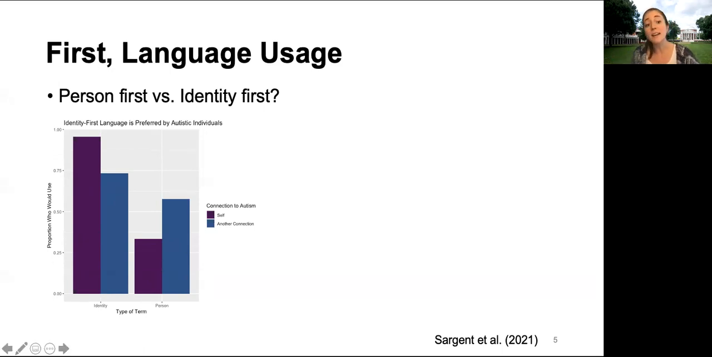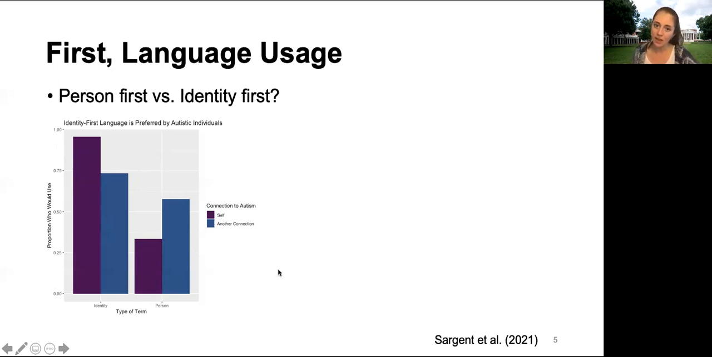And you'll notice that the identity first bars are higher, especially in the people who were their own connection to autism, that is, people who are autistic themselves. Generally, close to 100% of them said that they would use at least one of those identity first terms, whereas much fewer said that they would use a person first term. And you see a similar pattern, although not as striking of a difference, for people who had another connection to autism.